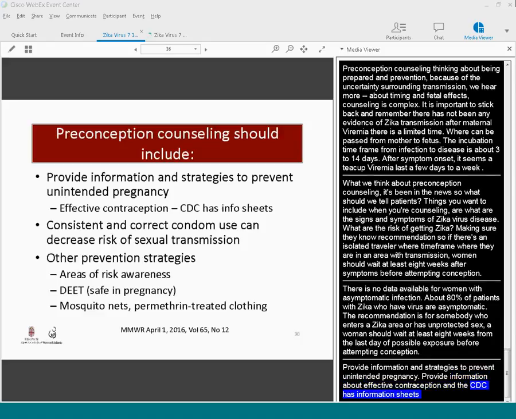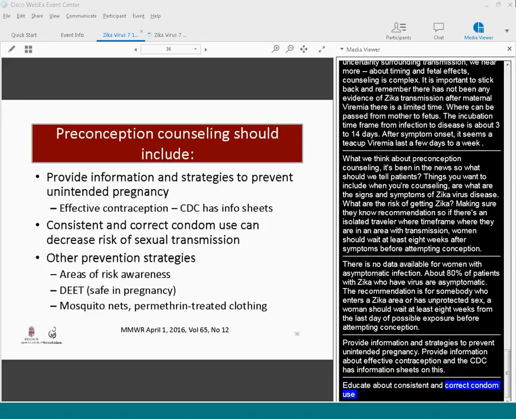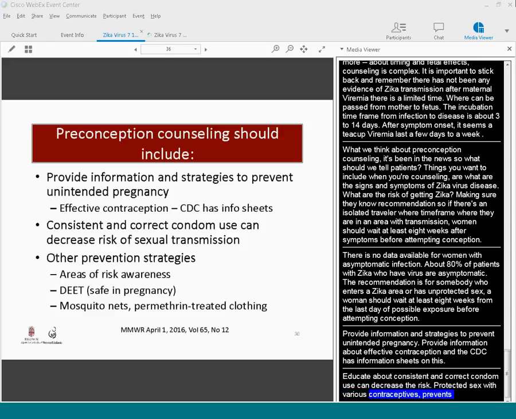Educating about consistent and correct condom use can decrease the risk of sexual transmission, so we think protected sex with barrier contraception, like condoms, probably prevents the transmission. So making sure women know how to use condoms and men know how to use condoms correctly. And then other prevention strategies, so knowing what the areas of risk are.